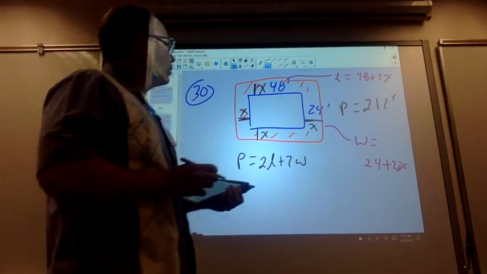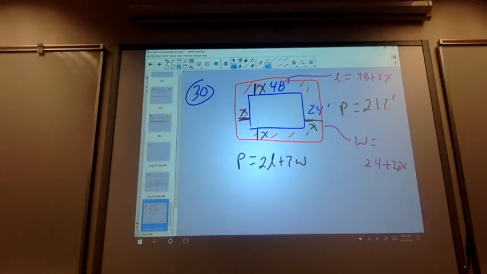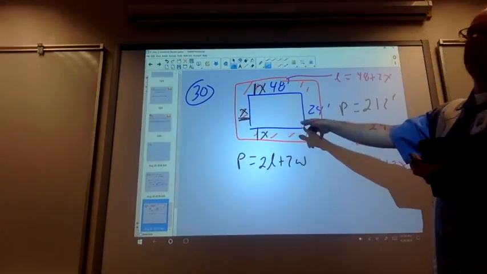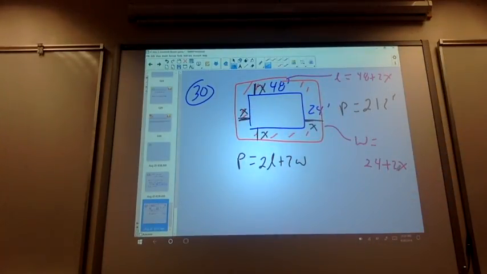I think we should be able to do this. I just want to make sure what the problem says. How wide should the border be? So we're trying to figure out x itself. x would stay the same all the way around the pool. Of course, if you're on the diagonal, it's bigger than that. So let's plug in what we know. 212 is 2L. L we know is 48 plus 2x, plus 2W. We know W is 24 plus 2x.